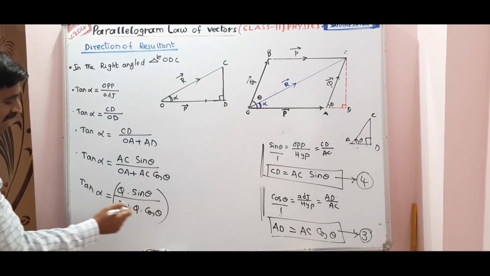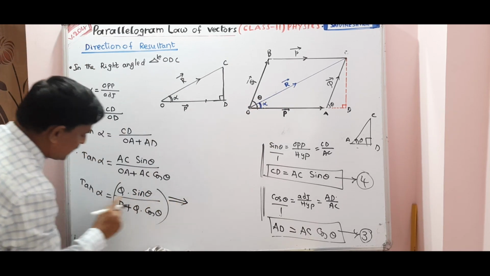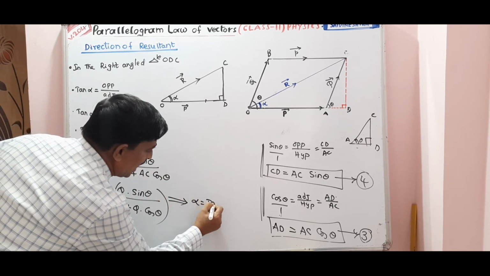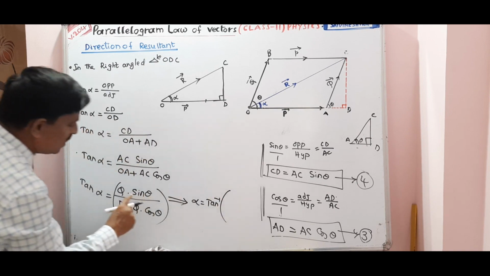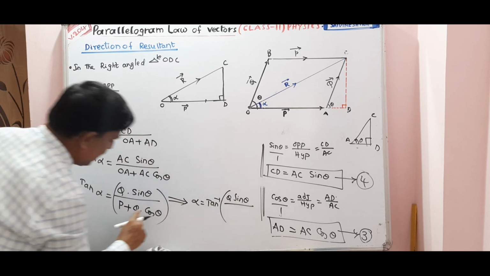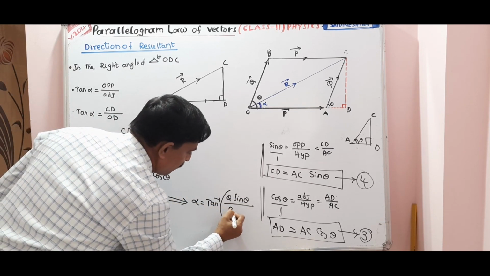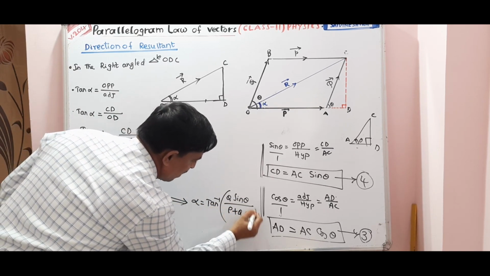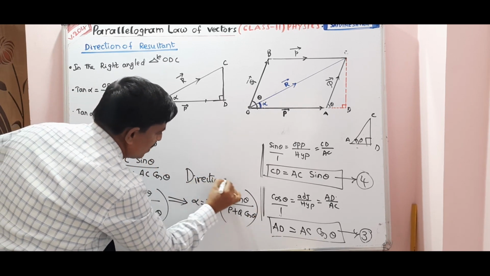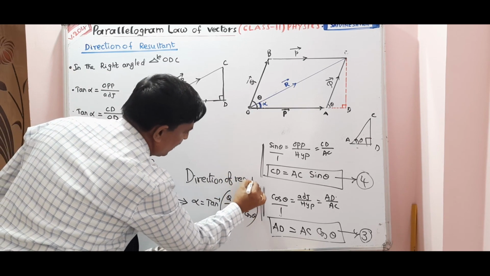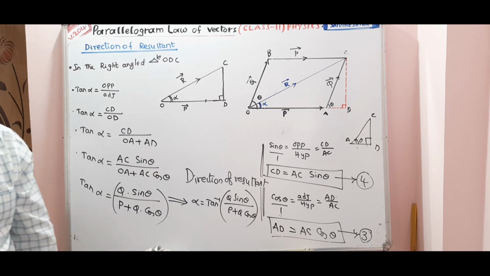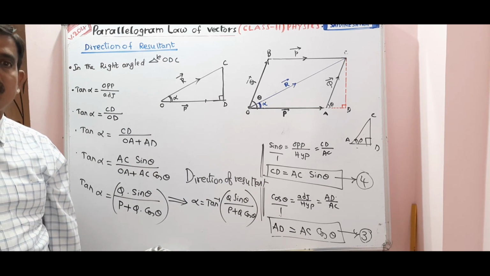Tan comes to this side as tan inverse. That implies alpha is equals to tan inverse of Q sin theta by P plus Q cos theta. This is the direction of the resultant. Now this is complete information about the parallelogram law of vectors. Thank you.